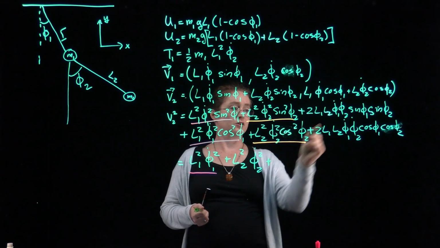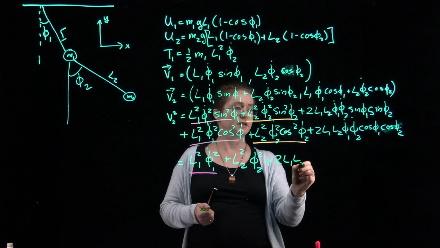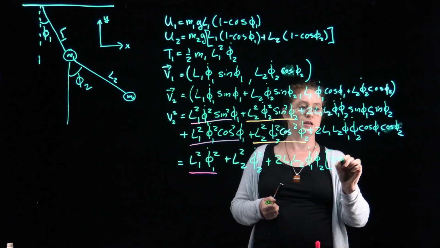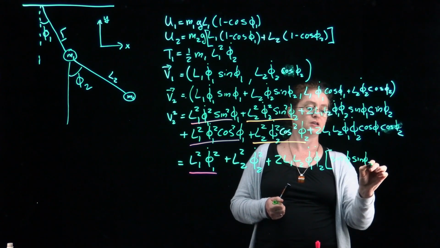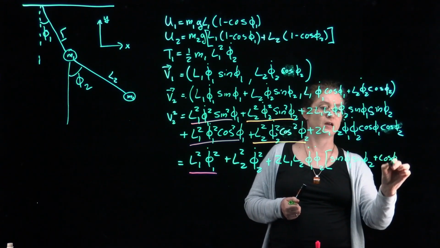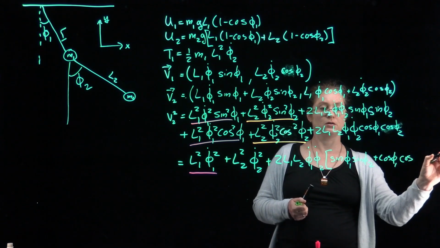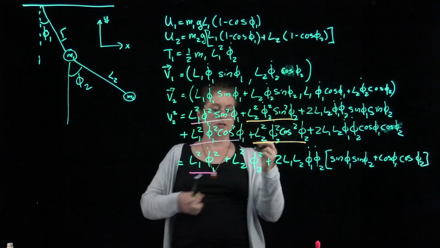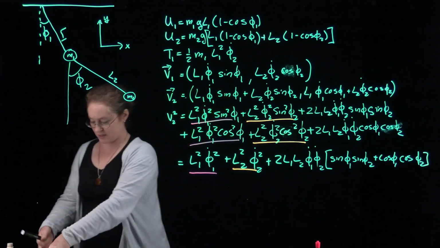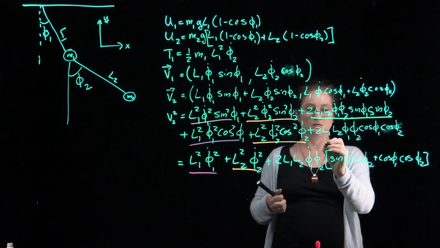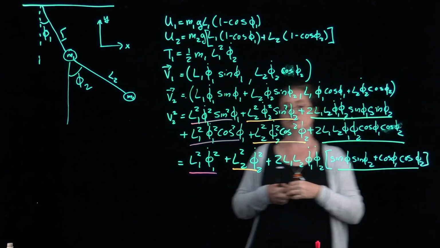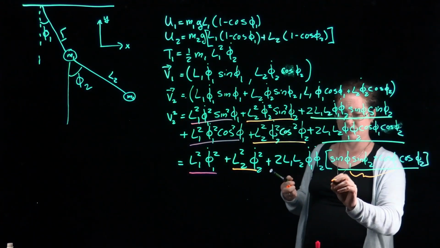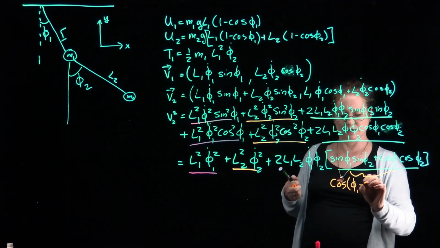This term is then 2L1 L2 phi 1 dot phi 2 dot sine phi 1 sine phi 2 plus cosine phi 1 cosine phi 2. And I forgot to underline this in a certain color. These guys are this. Now, this thing happens to be cosine phi 1 minus phi 2.